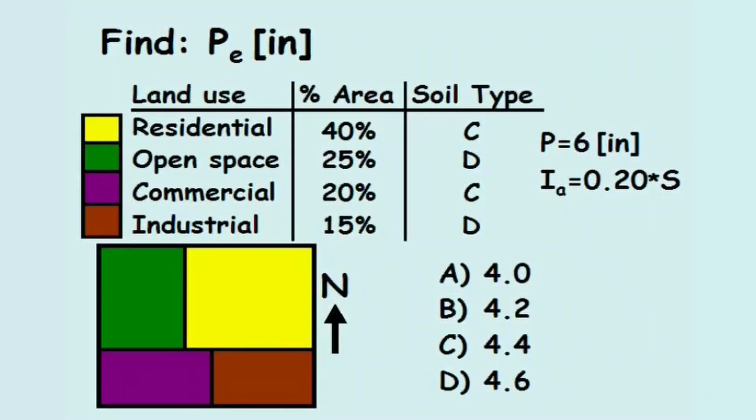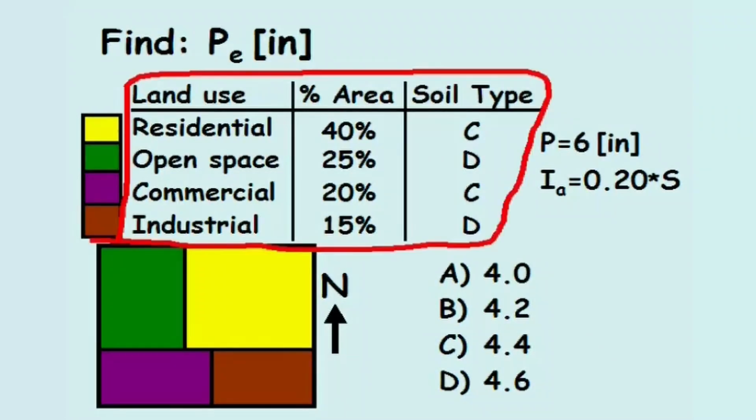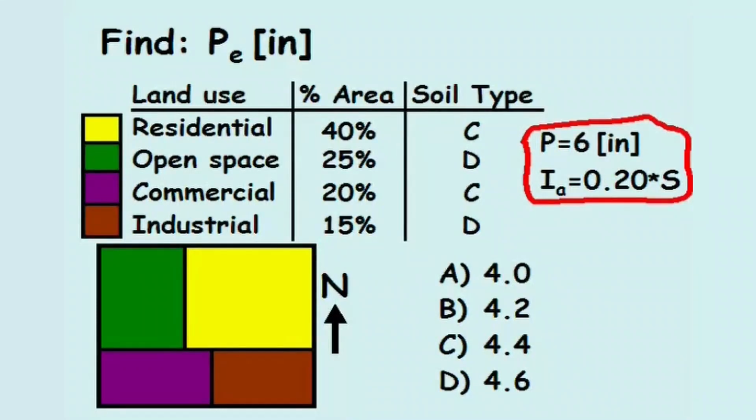Find the excess precipitation, P sub E, in inches. In this problem, a lot is divided into 4 distinct land uses, whose percent area and soil type are provided. The total rainfall is 6 inches, and the initial abstraction is 20% of the maximum retention.